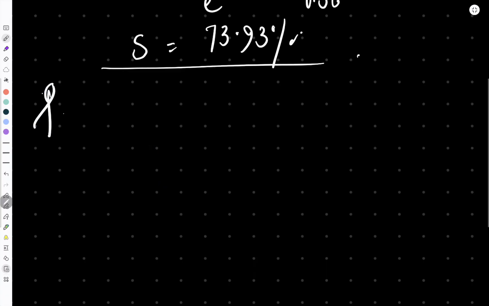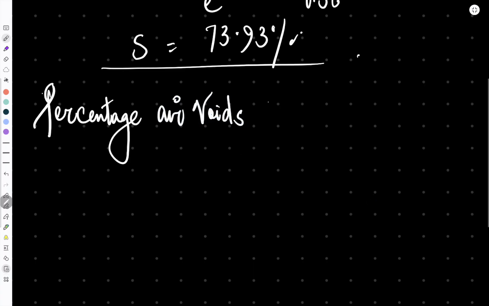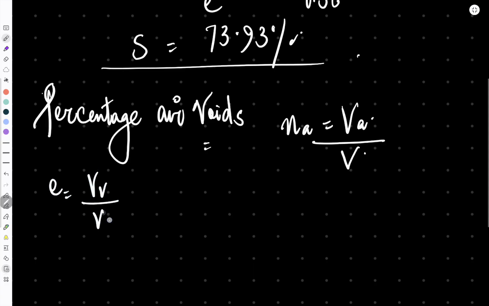Percentage air voids, as you know, is a ratio between volume of air to the total volume. It's denoted by na, and it is a ratio between volume of air to the total volume. Now see how smartly we have to find this. We know that void ratio is volume of voids to the volume of solids. We know porosity is volume of voids divided by total volume.